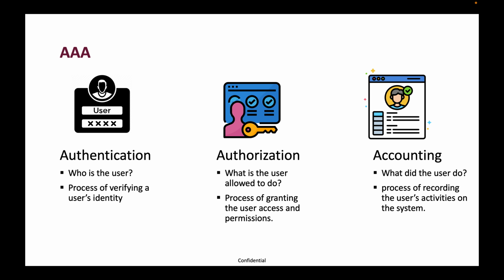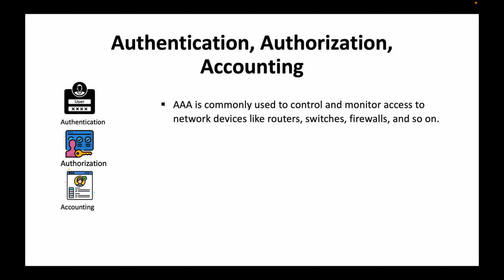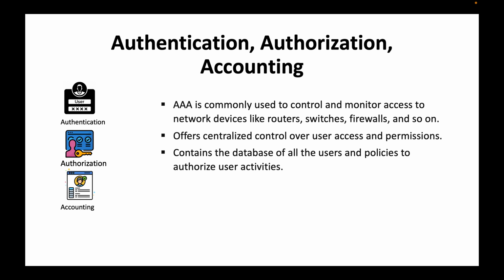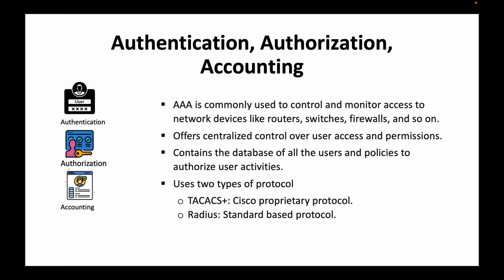AAA is commonly used to control and monitor access to network devices like routers, switches, and firewalls, and so on. It offers centralized control over user access and permissions. It contains the database of all the users and policies to authorize user activities. It uses two types of protocol to communicate with other devices, such as TACACS Plus, which is Cisco proprietary, and RADIUS, which is standards based.